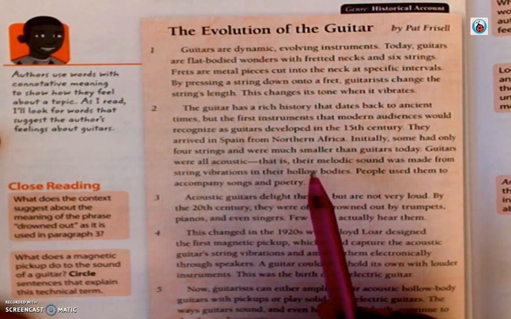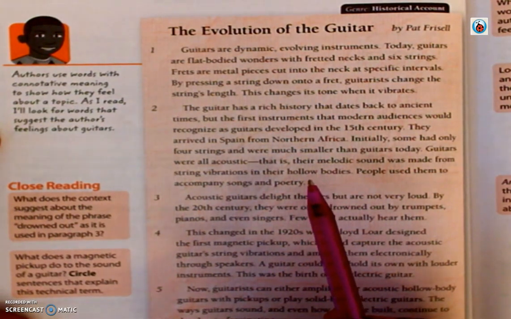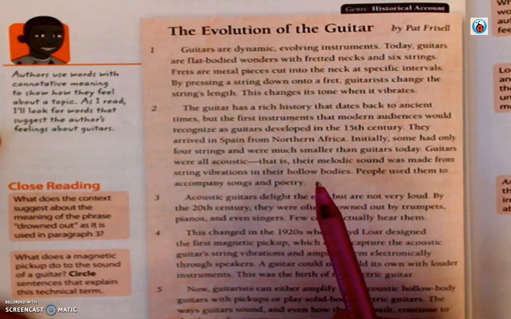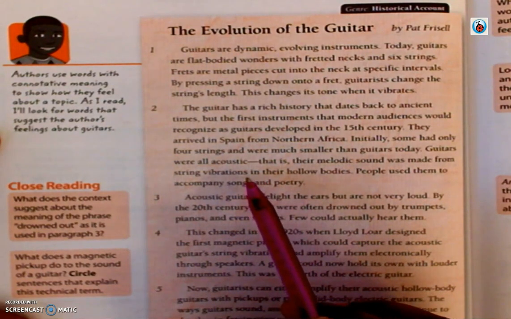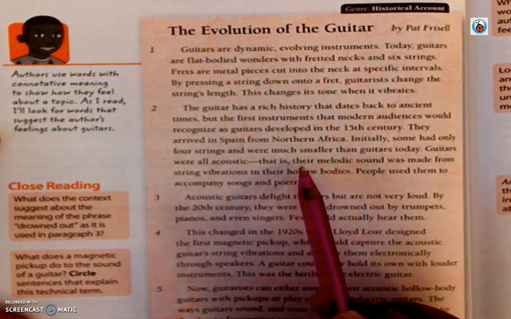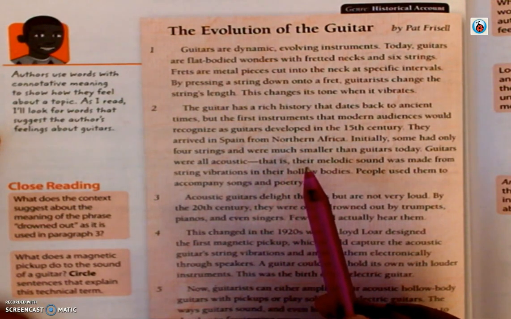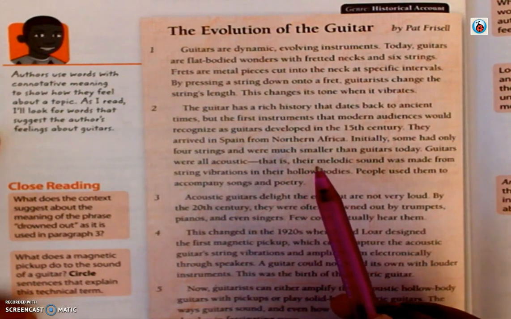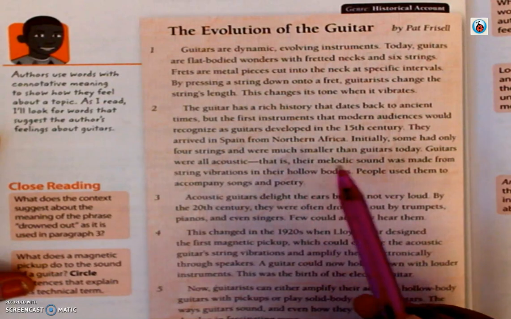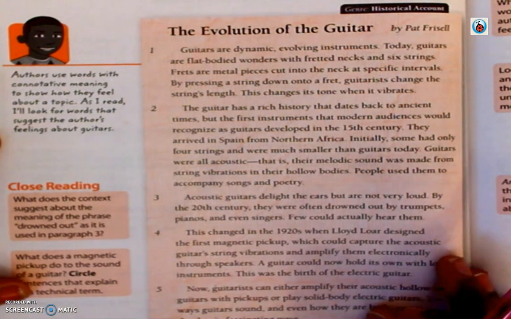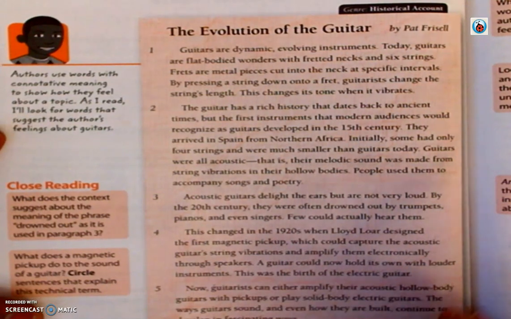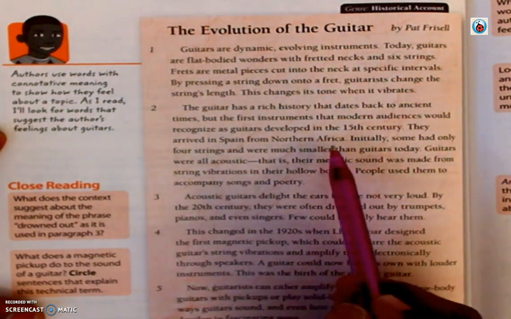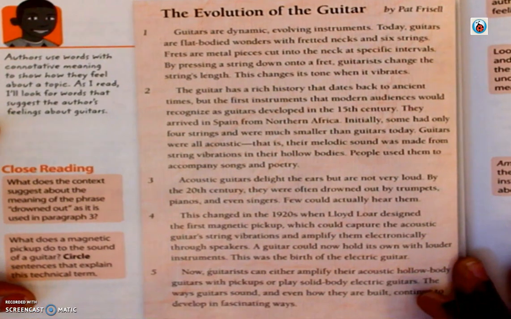So let's do a bit of a comprehension check here. How did the 15th century guitars differ from today's? We learn here that early guitars had only 4 strings as opposed to the 6-string guitars of today. They were also much smaller and were acoustic, while a lot of guitars today have the electric option. And these came over originally from Spain and North Africa.